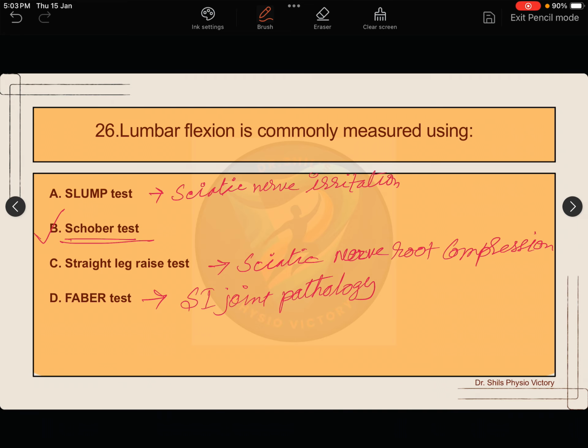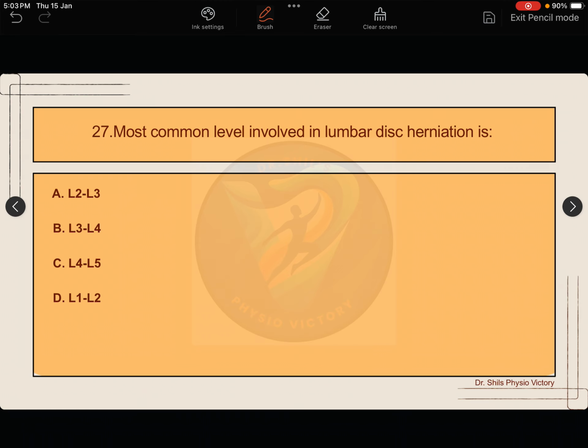Next, come to question number 27. Most common level involved in lumbar disc herniation is option A L2 L3, option B L3 L4, option C L4 L5, option D L1 L2. Here the correct answer is option C, L4 L5. Among the disc herniations, L4 L5 contributes 45 to 50%. After that, L5 S1 contributes about 40%.